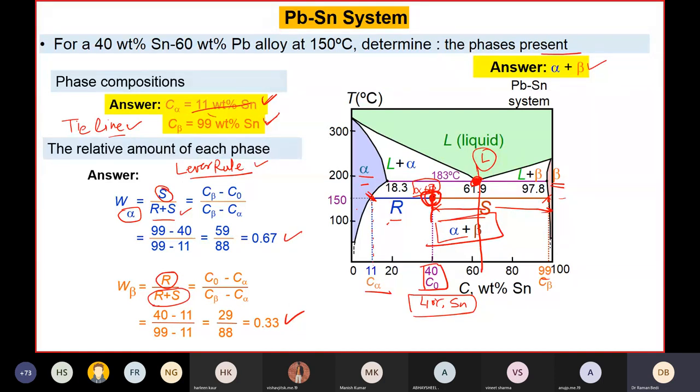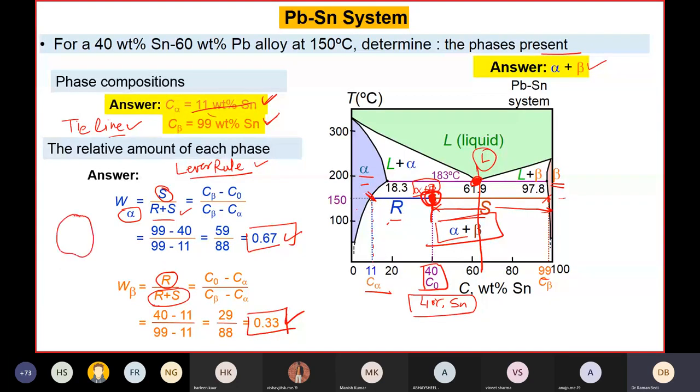And this gives me the relative amount of each phase: how much of it is alpha and how much of it is beta. So at this constitution point, we find that you have 67% of alpha phase and 33% of the beta phase.